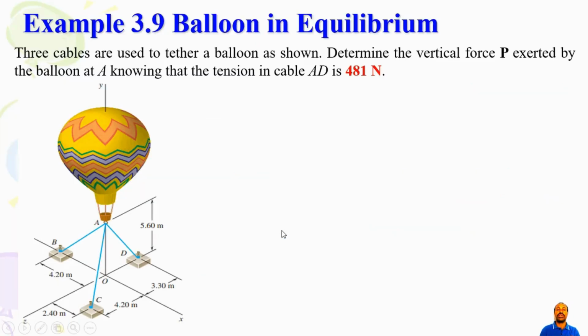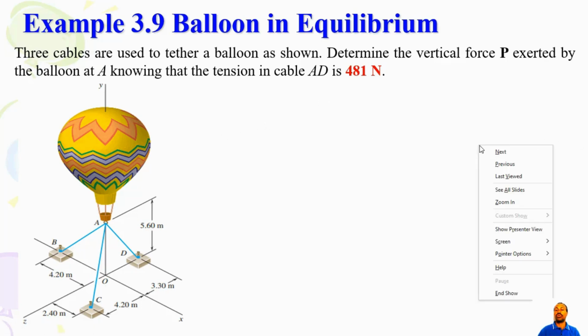Example 3.9, a balloon in equilibrium. Three cables are used to tether a balloon as shown. Determine the vertical force P exerted by the balloon at A, knowing that the tension in the cable AD is 481. So you have the 481 force given for AD. AD means from here to here. This force is already given. Now how do you compute AB and AC?